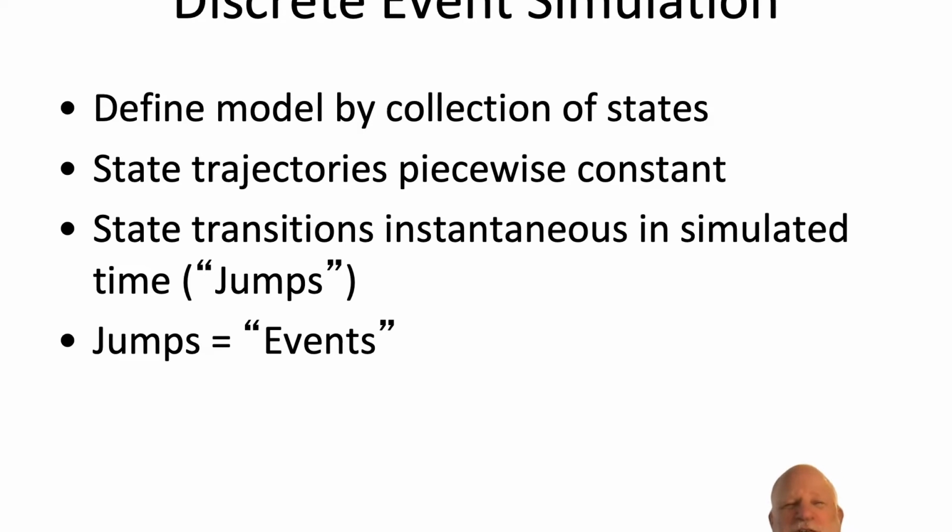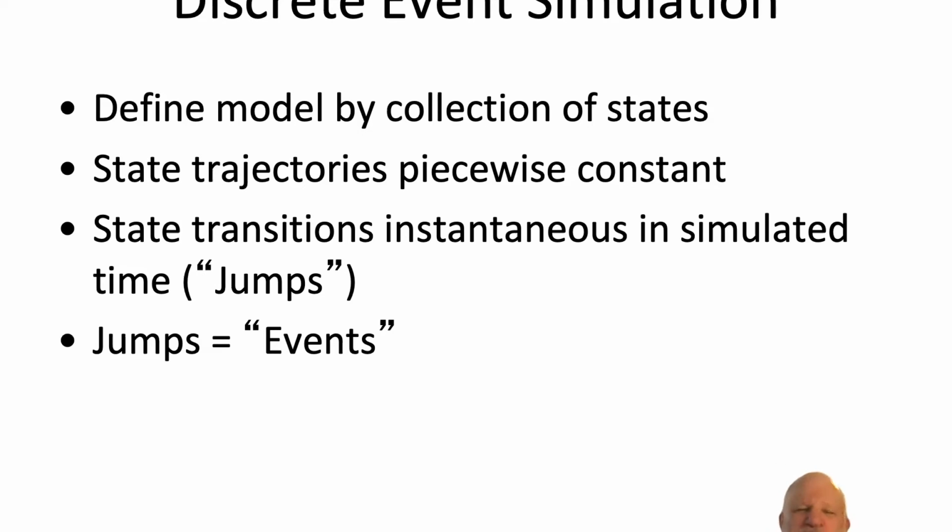Basically, a state trajectory is just a graph of your state value over time. That's all it is. The trajectory is the fact that it's over time, and the state part just says that this is how our states change value. Now, the thing about discrete event simulation is that its state trajectories are piecewise constant. We'll talk a little bit more about that.